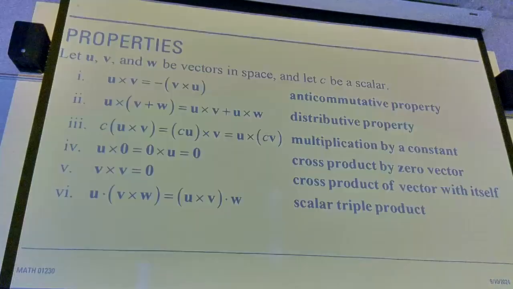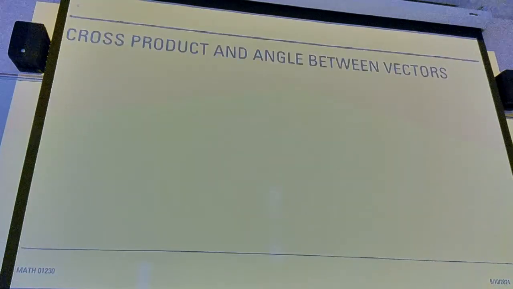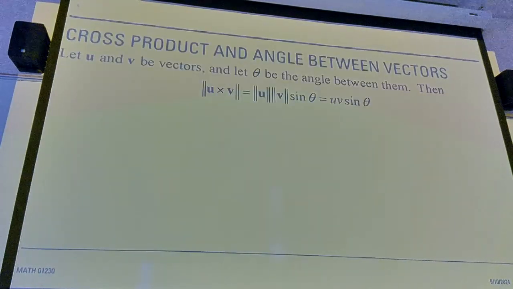We had a relation between the dot product and the angle between the vectors. There's also a relation for the cross product. And you can use this to prove the law of sines. The magnitude of the cross product is the product of the magnitudes times the sine of theta.